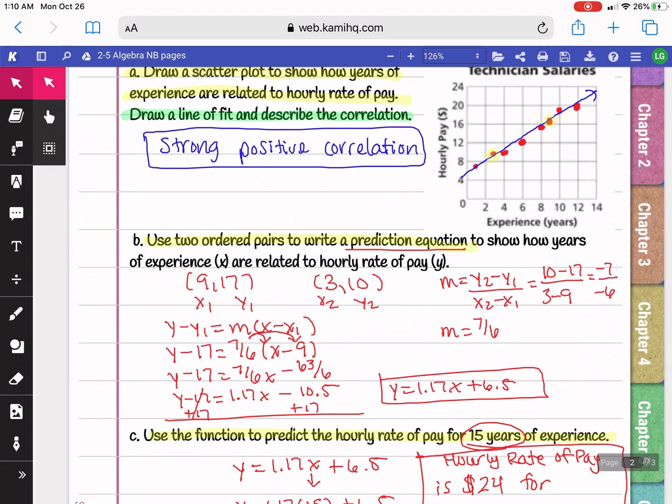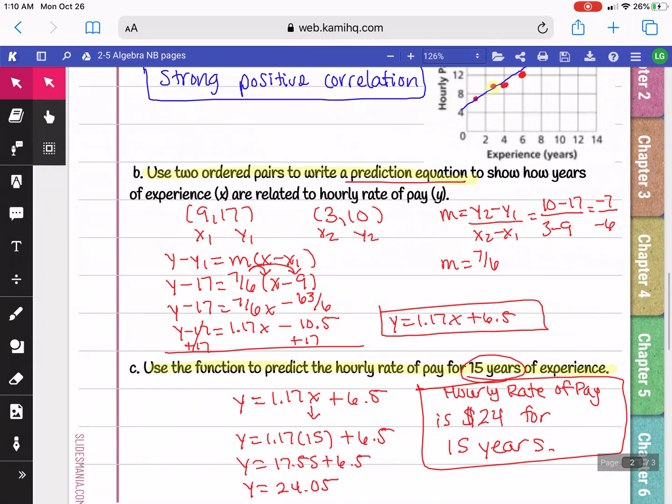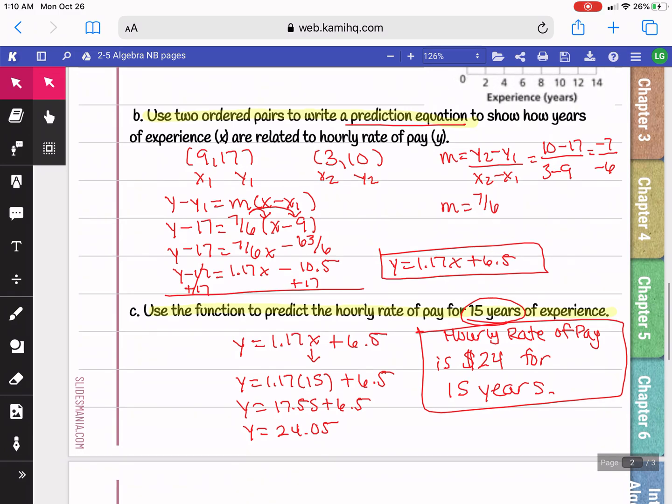When you're writing a prediction equation, you can choose 2 points. It's best to choose points that are close to your trend line. You could have used any 2 points from the data, but try to choose 2 points again that are close to or touching that trend line to have a more accurate answer. And then once we had our 2 points, we found the slope, and then used point-slope form to write that equation, and then we could plug in to make our prediction.